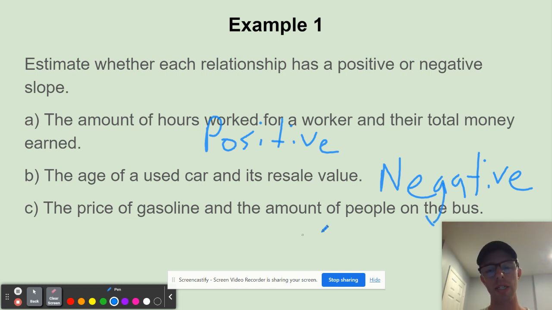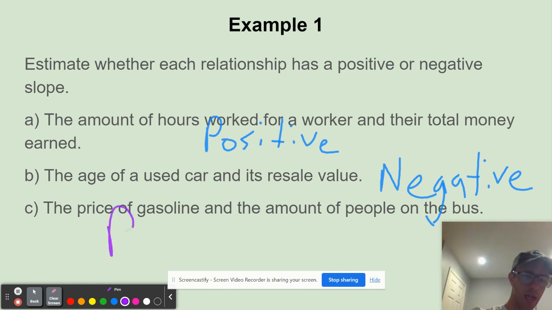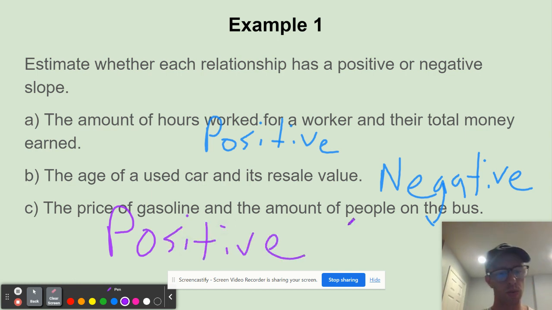All right, last one, the price of gasoline and the amount of people on the bus. This one was a little confusing when we did it in class, so I want to cover it. As gas goes up, fewer people will decide they want to drive because they have to spend money on gas, and maybe the bus is more worth it. So as gas goes up, fewer people are riding cars, so more people are riding the bus. So this would be a positive relationship as well.